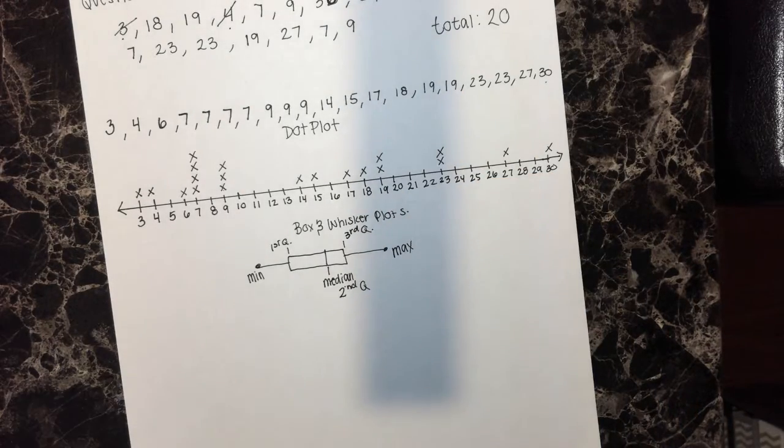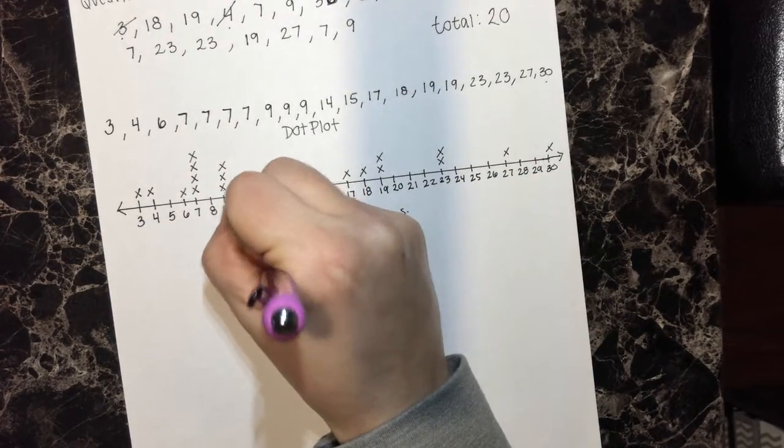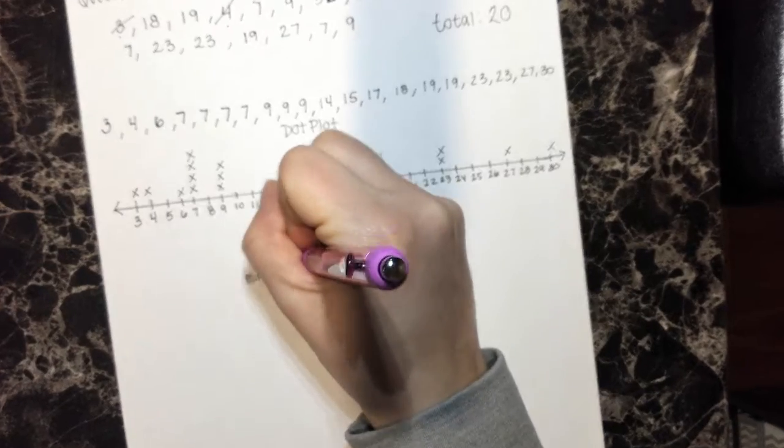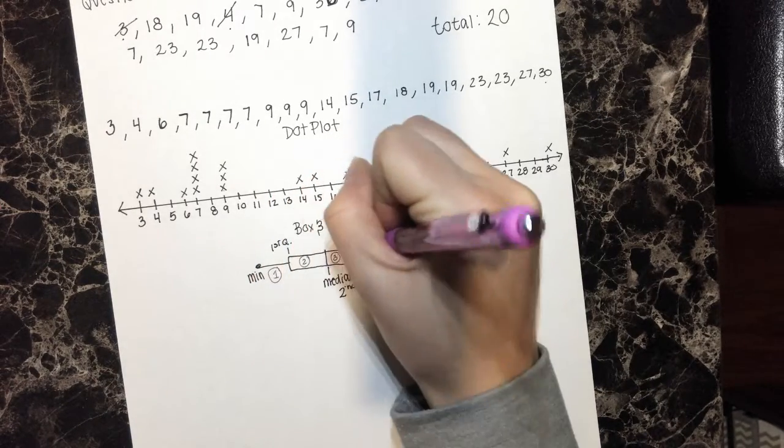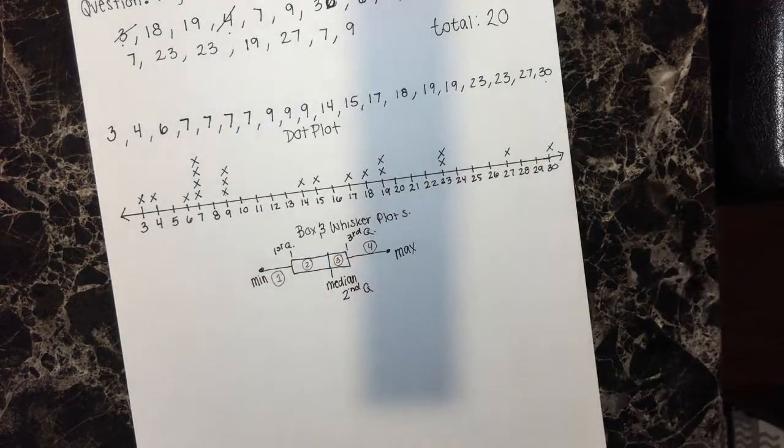Section 1, Section 2, Section 3, and Section 4. So we're pretty much chunking this into 4 equal sections. Each section will have the same amount of numbers as the other one. So to do this, you're going to have to find the median.